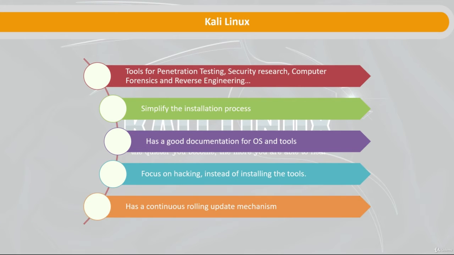Kali has a continuous rolling update mechanism. What does that mean? It means that it does not update just the tools, but also the whole operating system. Really useful. So the tools in Kali are frequently updated, which means it provides you with an up-to-date toolbox. So we can simply say it's a Linux distribution packed with security-related tools, targeted toward network and computer security experts, which is what we are, right? Cool.